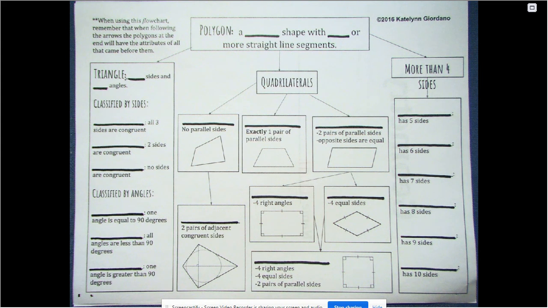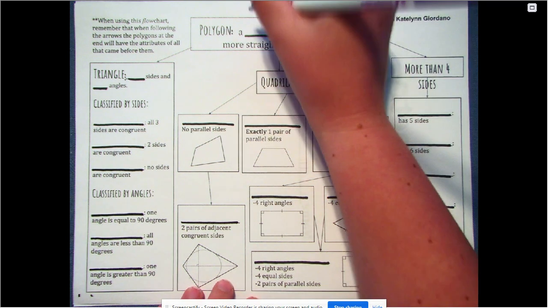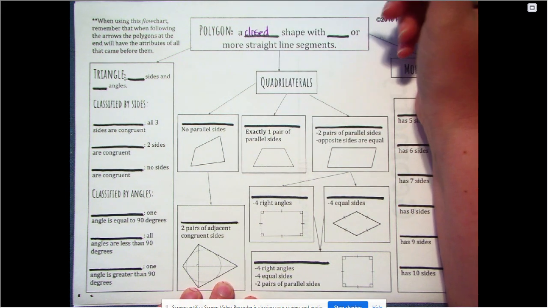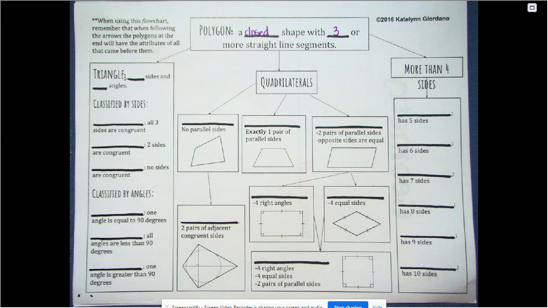A polygon is a blank shape with blank or more straight line segments. So this is really important. A polygon is a closed shape, so we're going to put that in this first blank. And it has to have 3 or more straight line segments. So when we're thinking about a polygon, I wonder why it has to be 3 or more straight line segments. What happens if we only have 2? What happens if we have 1?